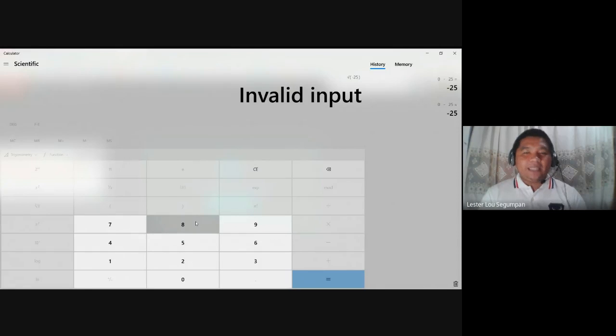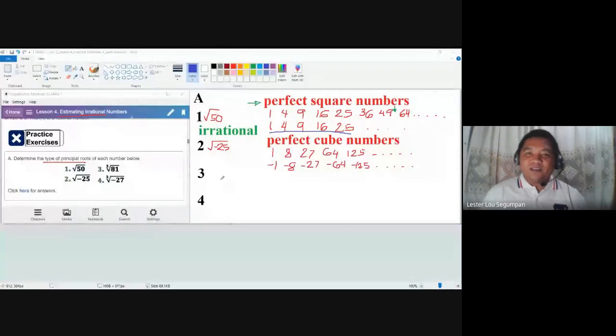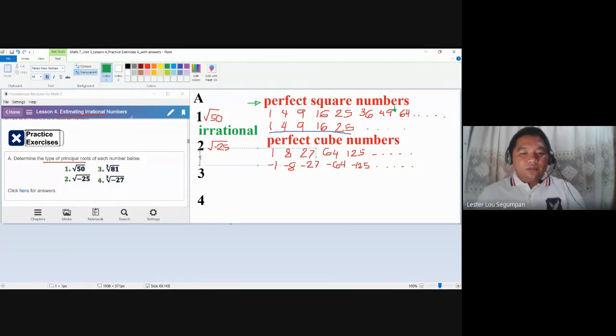To make it clear, it's not a real number. It belongs to another set of numbers we call complex numbers, or imaginary numbers. So if we talk about the answer for number 2, square root of negative 25, since it cannot be rational nor irrational, which are both part of real numbers, it is not found in the realm of real numbers. In short, we may say that the answer for number 2 cannot be determined.